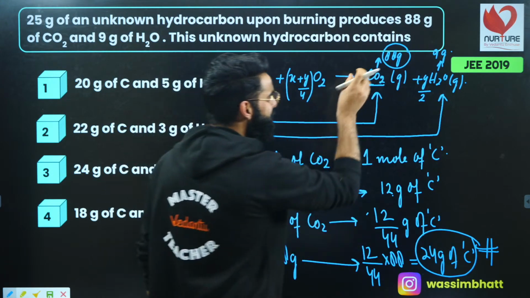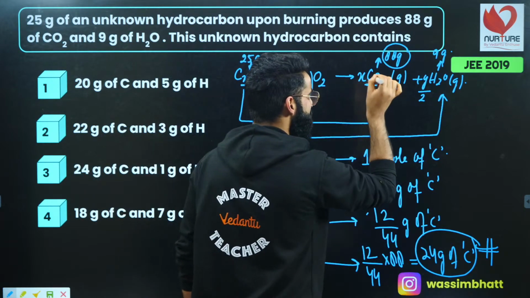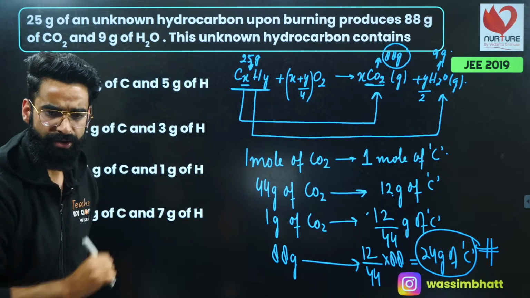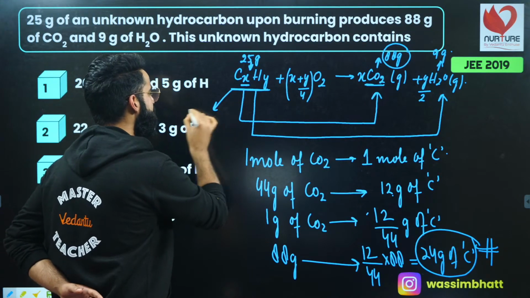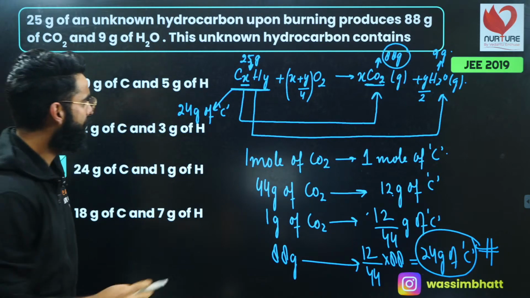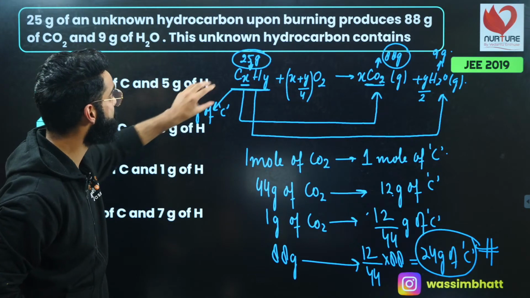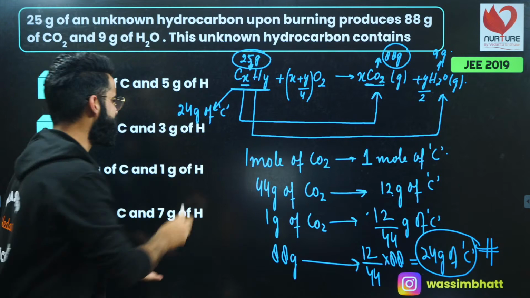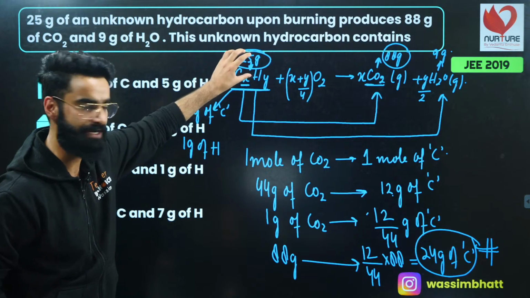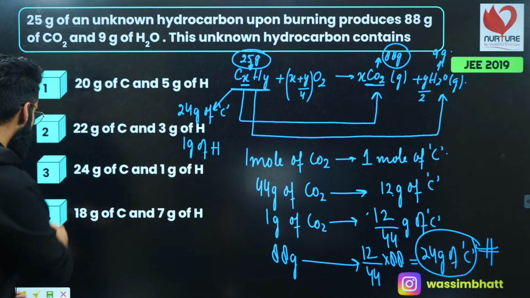And as I told you, the entire carbon which is there in carbon dioxide is coming from this hydrocarbon, right? So whatever carbon is present in carbon dioxide, the same amount of carbon will be present in this hydrocarbon. So I got to know in this hydrocarbon, there are 24 grams of carbon present, right? What was the total mass of the hydrocarbon? It was 25 grams. Out of 25 grams, 24 grams of carbon are there. So how many grams of hydrogen will be there? It is simply going to be 1 gram of hydrogen. As simple as that. So in these 25 grams of hydrocarbon, there will be 24 grams of carbon and 1 gram of hydrogen. That's what I was supposed to calculate, which is going to be option C.